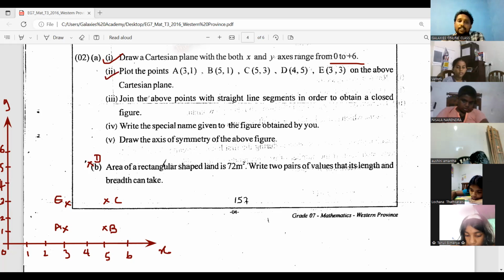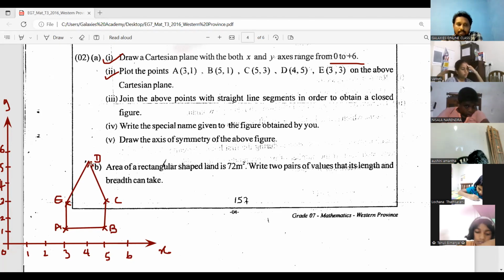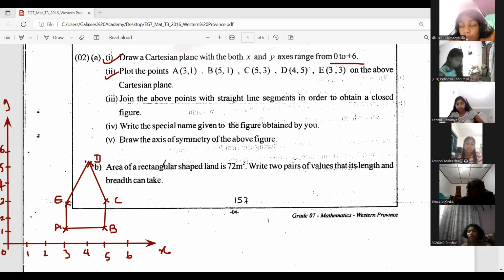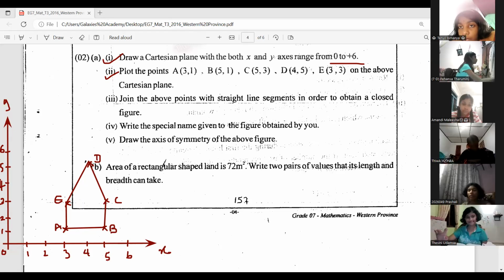Then the third part, join the above points with straight line segments in order to obtain a closed figure. Right? Now you have to join this. මේක ඔයගොල්ලන්ට symmetrical figure එකක් ඒවි හරියට measure කරලා ඇඳාම. මම මේක නිකම්ම මේ normal page එකනේ ඇඳලා තියෙන්නේ නේද? ඒකින්ද පොඩ්ඩක් ඇද වෙලා වගේ පේනවා ඇති. Right. Third one also completed.